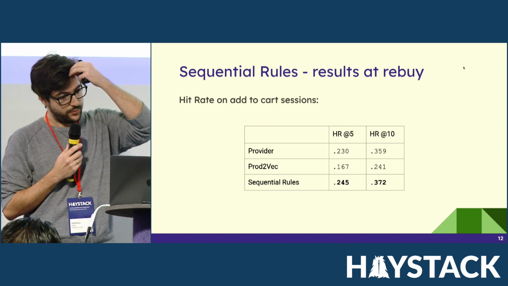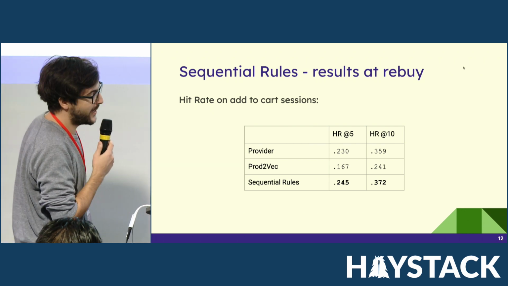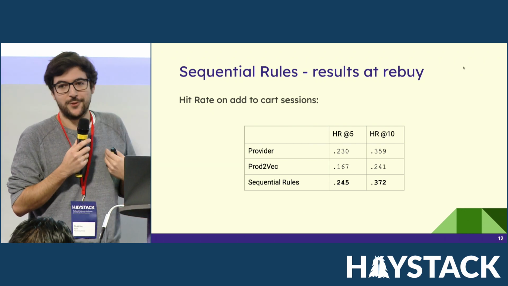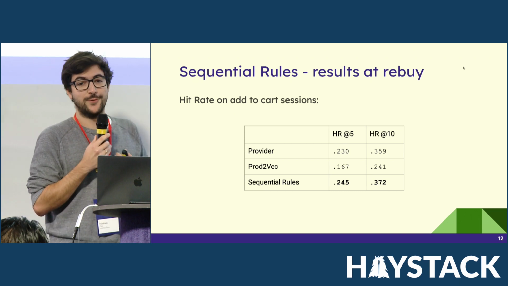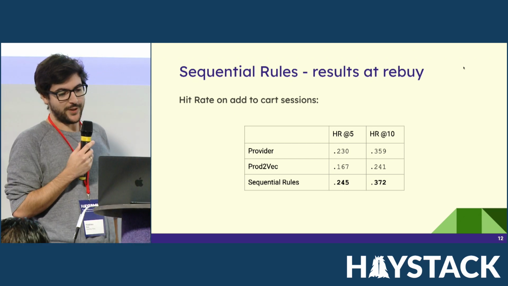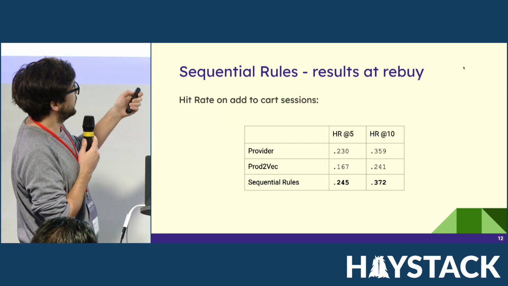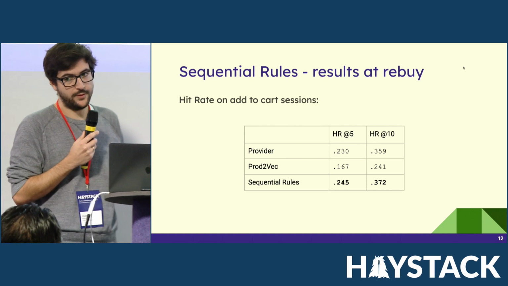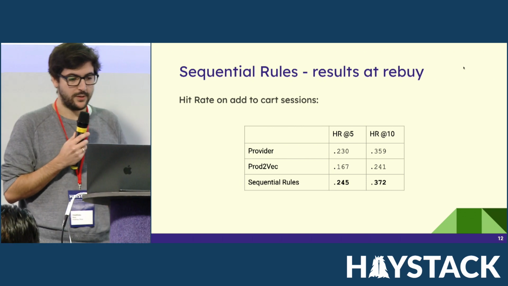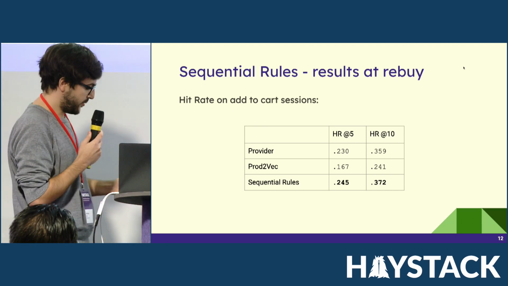So we used the hit rate to do the offline testing. I put the provider we had there, just historically, that's what we were competing against. I'm sorry, I cannot tell what they are using internally. This also is the result of the prod2vec on add to cart, where we had the problem. On clicks, it's different, it's much better. And then this is the sequential rules result.